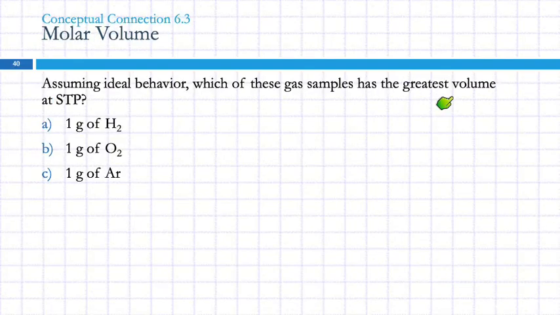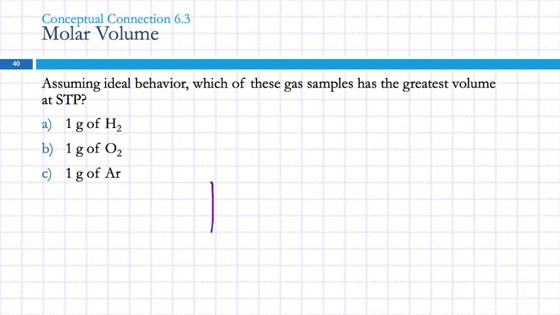Here we're looking for the greatest volume. So am I looking for the sample with the fewest particles or the most particles? Which will take up more space? More particles of gas, right? So I'm looking for the sample that has more particles. They all have the same mass. So am I looking for the heaviest or the lightest?